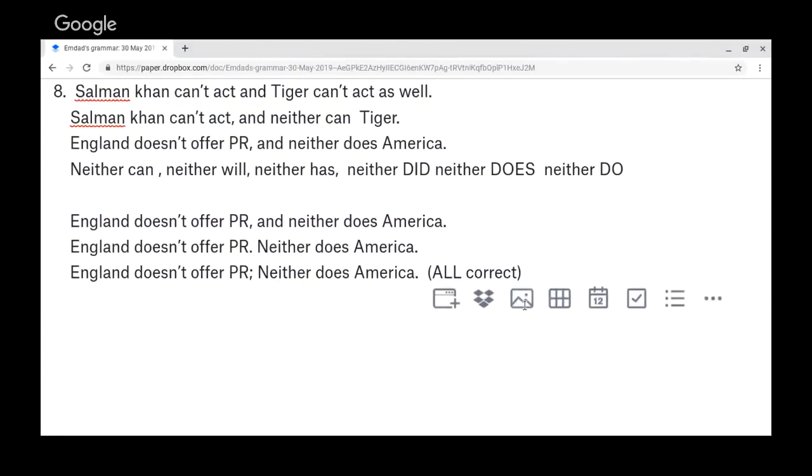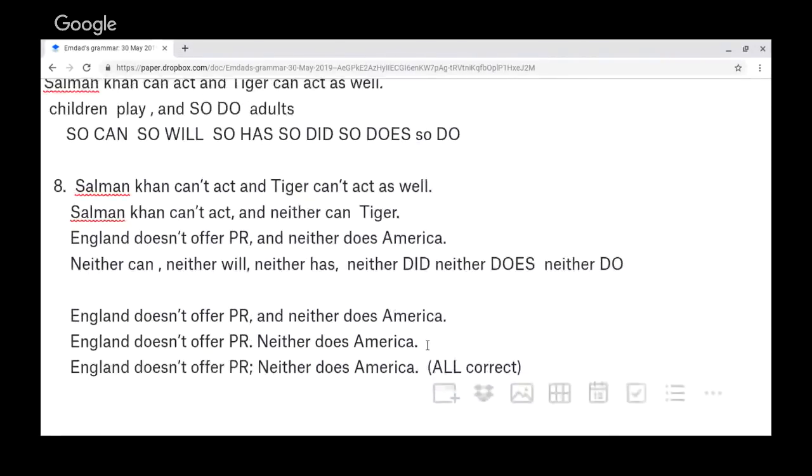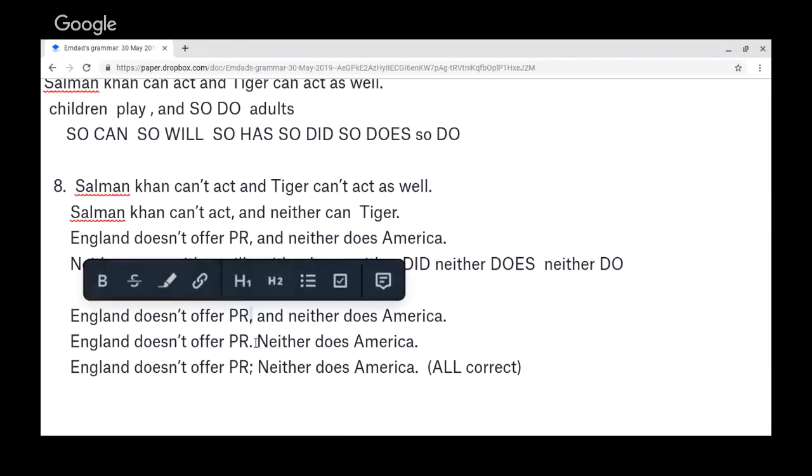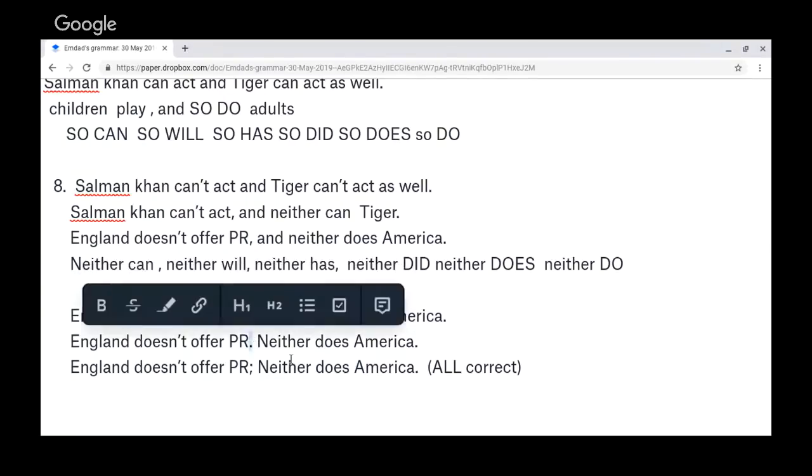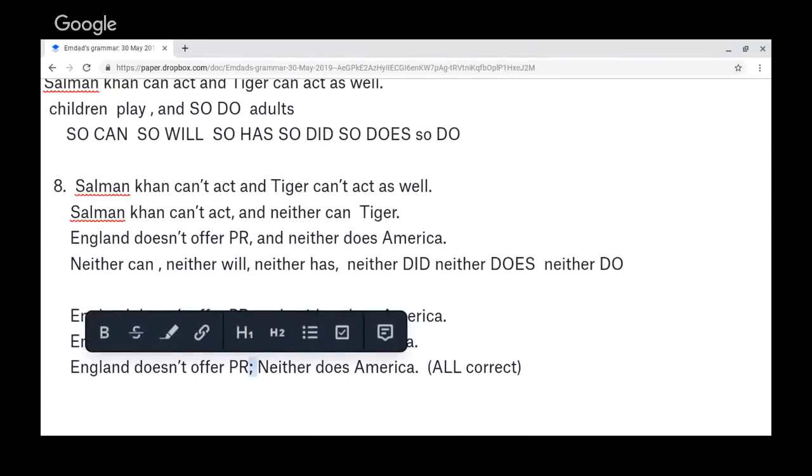All correct. I can use the same rule with can as well. So I can say England can offer PR. England does offer PR and so does America. And so does America using comma or full stop. So does America or hyphen. So does America. Is it clear? Oh, sorry. Colon. So does America. Is it clear, guys? Say something. Look at that. Okay.